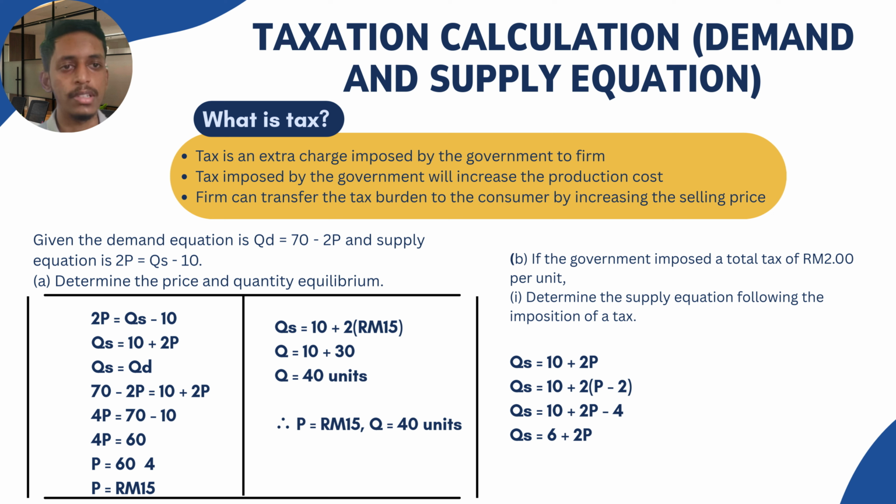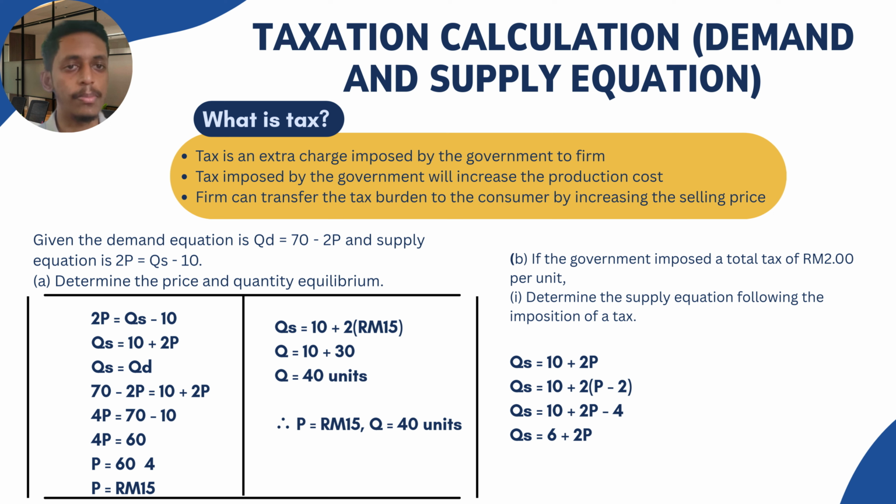To find the equilibrium, we set the quantity supply equal to quantity demand. Quantity supply equals quantity demand. So we get the answer: the price is 15 ringgit. Substituting the price back into the equations gives a quantity of 40 units. So our starting point is a price of 15 ringgit and 40 units sold.